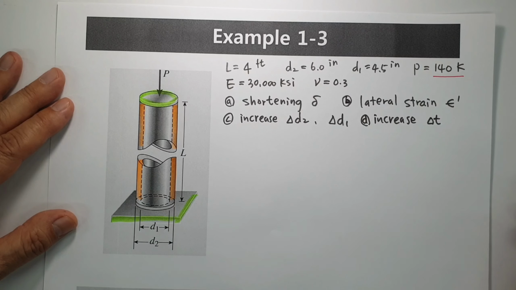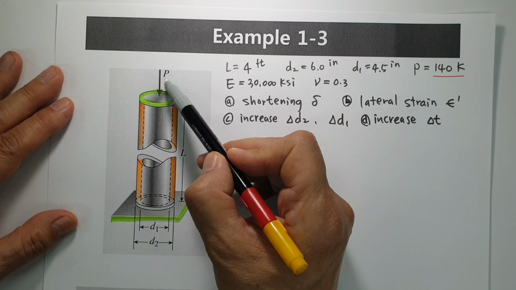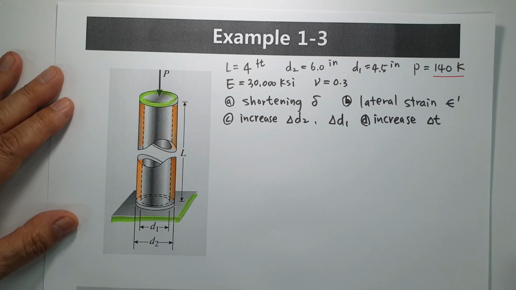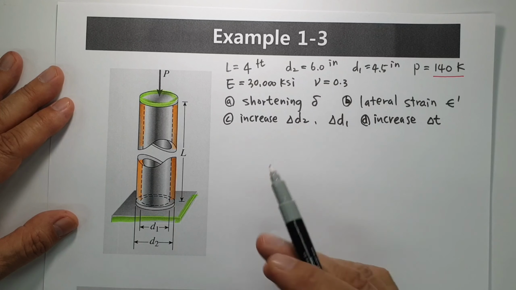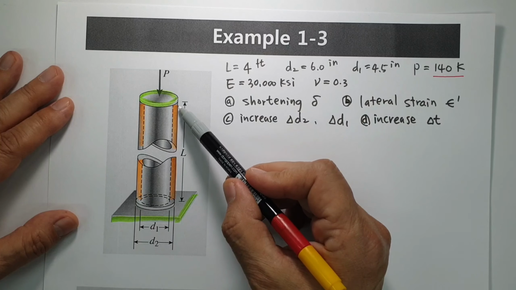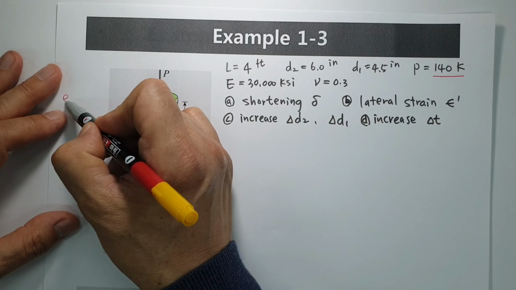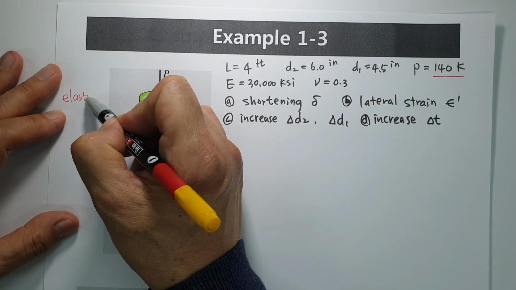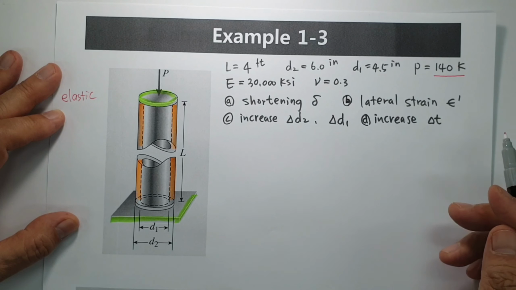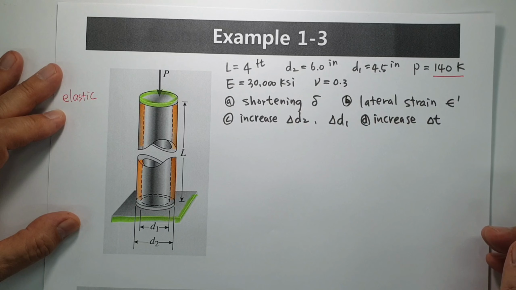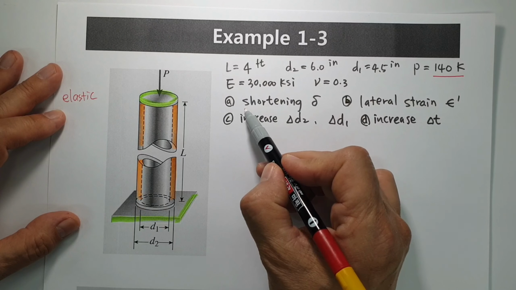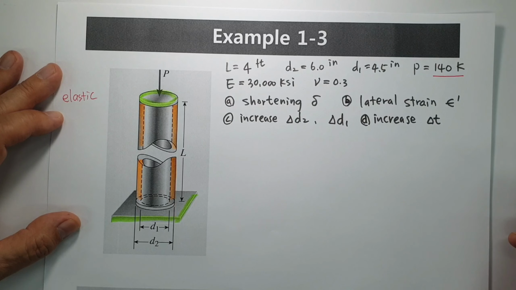Our question is, first, the shortening delta. When external force P is given like that, if the total system, the cylinder, is elastic, we assume it's elastic. If it is elastic, total length L is changed. Then first, we would like to know the shortening.